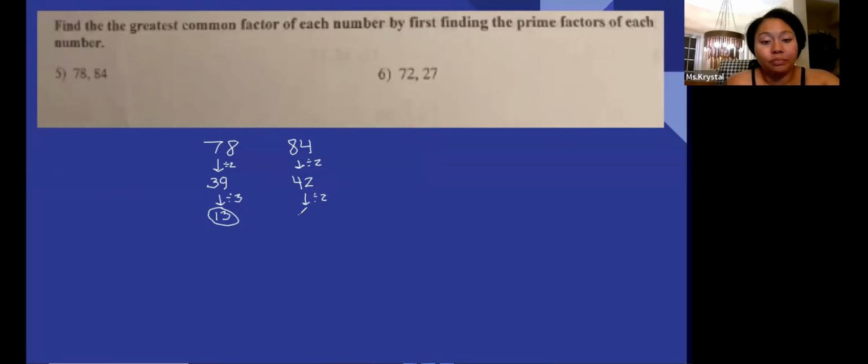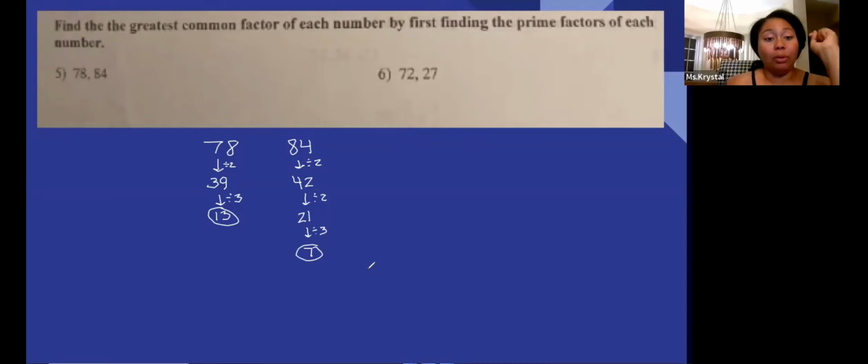21. Okay, 21 is a multiple of 3. So this time we're going to divide by 3. 21 divided by 3 gives me 7, because remember, 7 times 3 is 21. And this is a prime number. So we're done here, and I'm just going to circle it there.